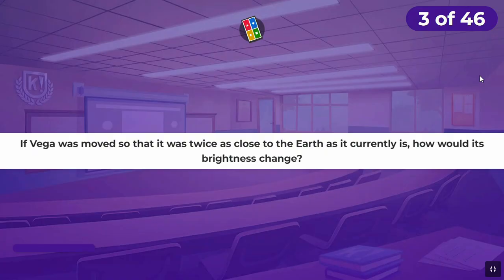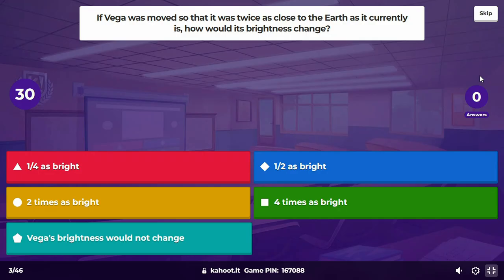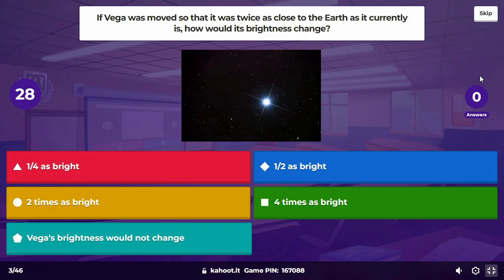So first let's review. If the star Vega was moved so that it's now twice as close to the Earth as it currently is, how would its brightness change? So we're moving Vega closer to the Earth, and we want to know what its brightness is going to be.